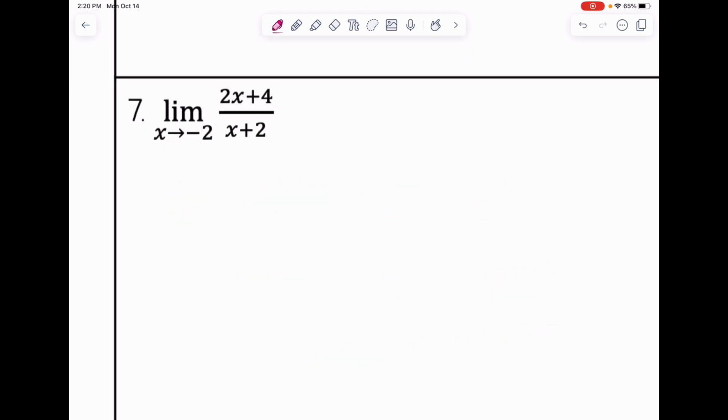Okay, for number 7, the limit as x approaches negative 2 of 2x plus 4 over x plus 2. When I plug negative 2 in there, I'm going to get 0 over 0, so we know L'Hopital's rule applies. So this is equal to the limit as x approaches negative 2. The derivative of the numerator is 2. Derivative of the denominator is 1. And you'll notice that we cannot even plug in or substitute in negative 2 there because we have eliminated all x's. So our answer is just that the limit is 2.